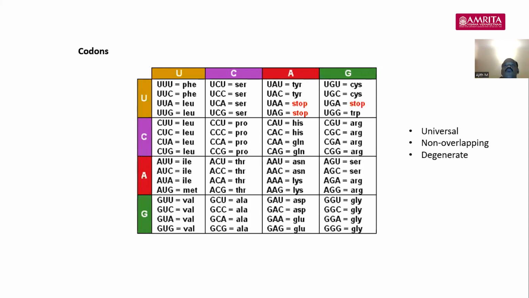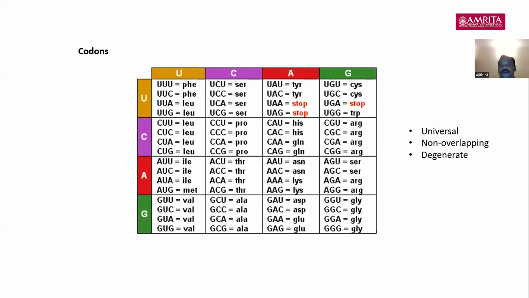But what about 2 letters? Is the question. So 4 into 4, 16, still it doesn't cover 20. So probably a combination of 2 nucleotides is also not sufficient.